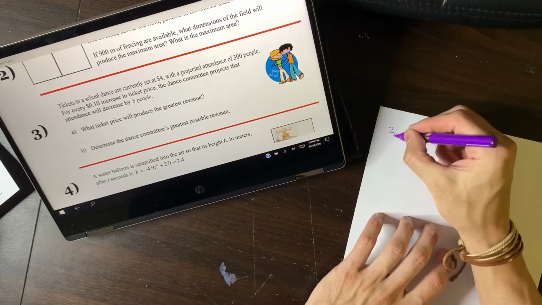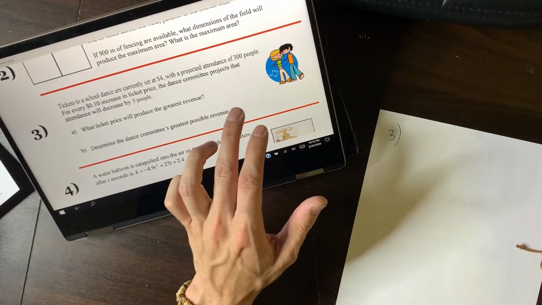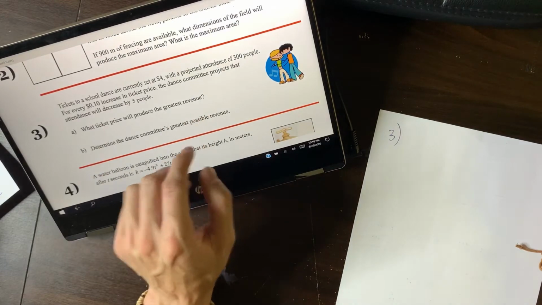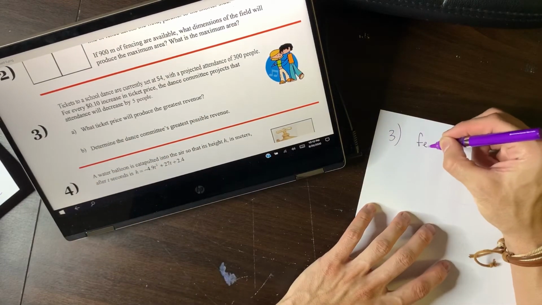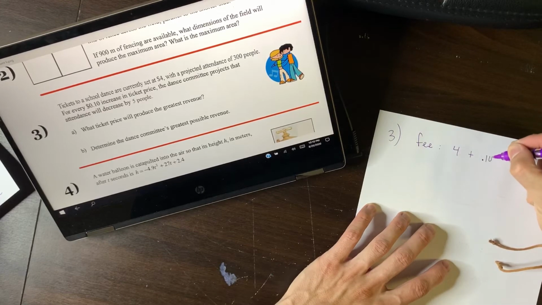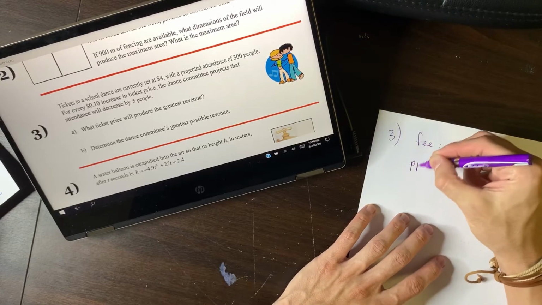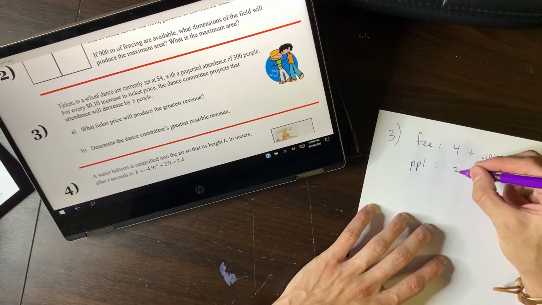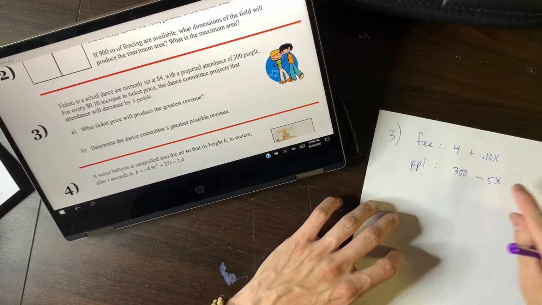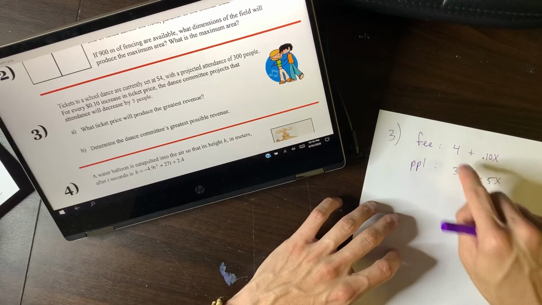Now for number 3, let's see. So we have people going to a dance, 300 people, and they're going to raise it 10 cents. But every time you do so, you're going to drop 5 people. So here is the fee. The fee is $4 plus 10 cents times the number of times you bump up the cost. I'll just put PPL for people. There are 300 people, but I am going to lose 5 people for every time that I bump up the cost by a dime. So this is what I have.